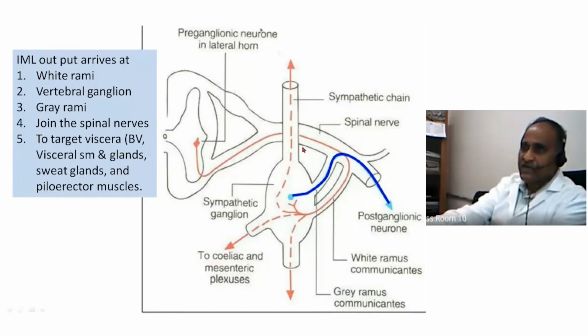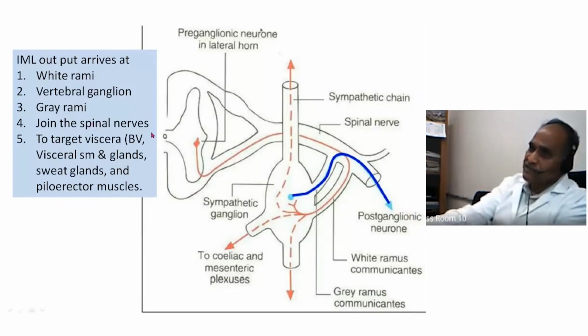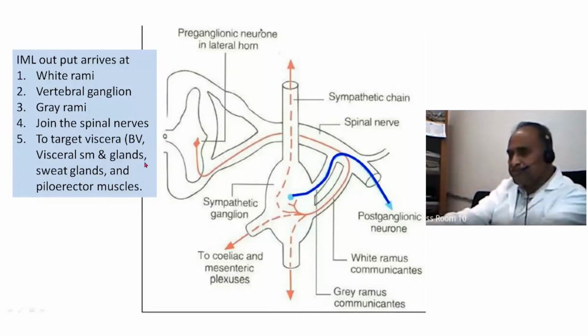So here, this is a white ramus. That means this is coming from the preganglionic fiber reaching the paravertebral chain. This is the white ramus, and it makes a synapse here. Postganglionic fibers go through the gray ramus and the ventral horn, join the spinal nerves, and then reach the target viscera, whether it is a blood vessel, visceral smooth muscle, glands, sweat glands, or piloerector muscle, or wherever it has to go.